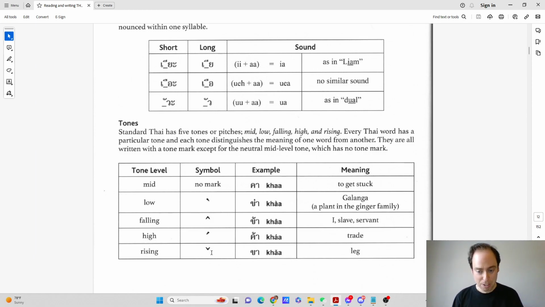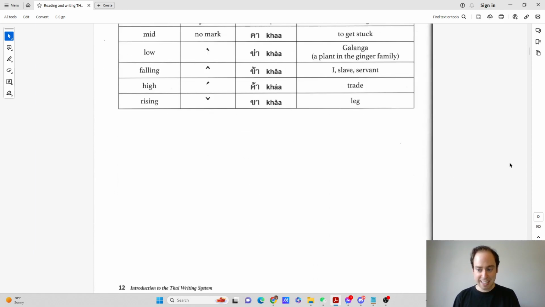But for whatever reason, whoever made this interpretation did it this way. So if you've studied Pinyin before, just remember, when you see it like this, you're going to want to do a falling tone, but it's actually just a low tone. So keep that in mind.